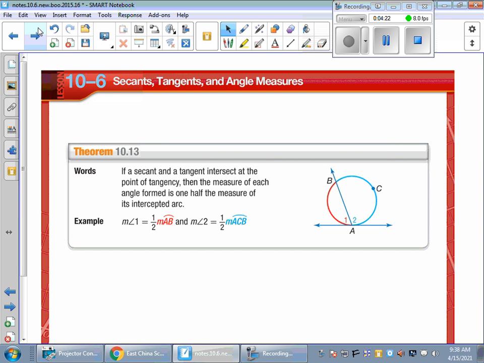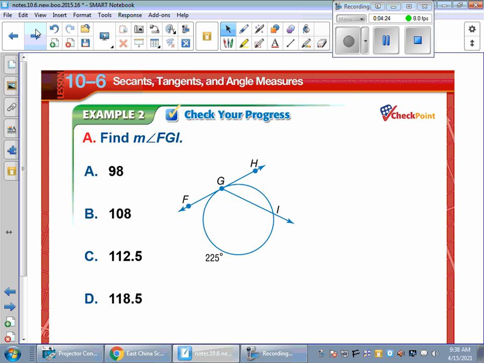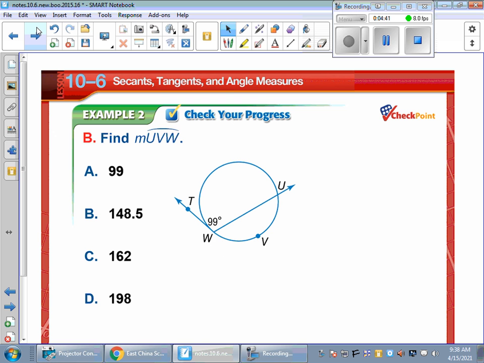So the slide you can read through, same thing. And then now we're working on a problem similar to it. So find the measure of angle FGI. So they want this angle. So it's just 225 divided by 2. 225 divided by 2 is 112.5. Next slide here. Take a look and see where we're at.